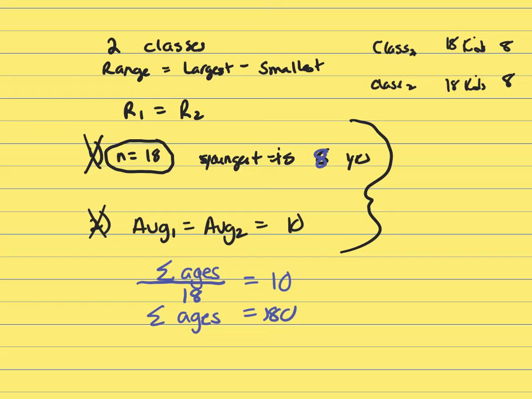But I don't know anything about how old the largest kid is. We only know that the youngest is 8. So nothing works. Answer is E.